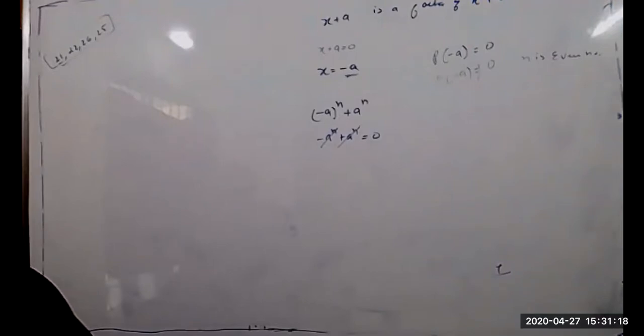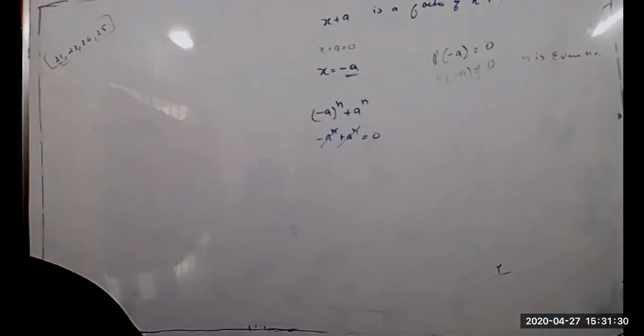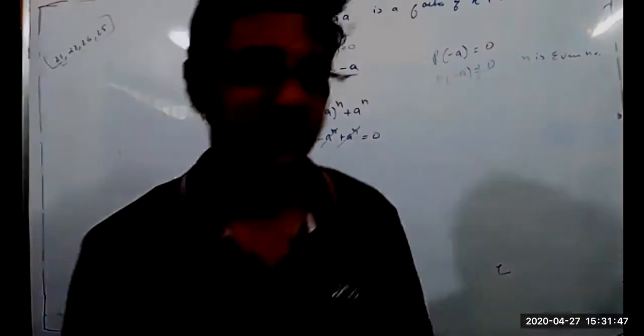Sir, a negative number with an odd power. This is because it's like -1 multiplied by -1 multiplied by -1. -1 multiplied by -1 gives 1, and multiplied by -1 gives us -1. Correct. So when it's odd, it's always a negative number, while when it's an even number, it turns out to be positive. Okay. Then why is this not equal to 0? You are correct. Why is it not equal to 0?